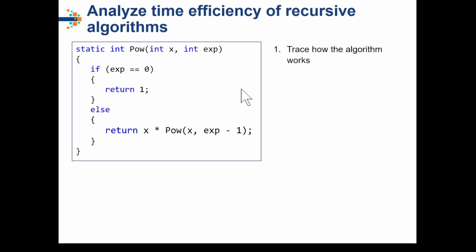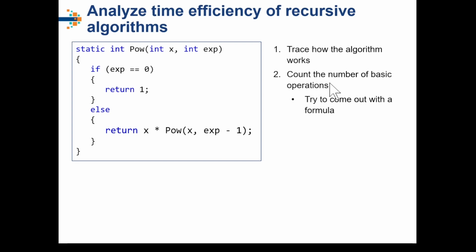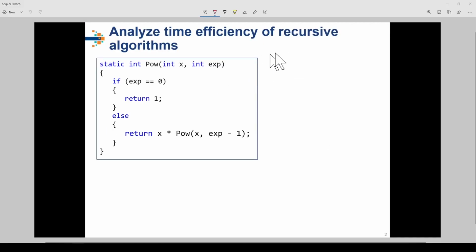There are a few steps. The first one, we trace how the algorithm works. The second one, we try to count the number of basic operations. Sometimes we try to come up with the formula as well, and from a solved formula we try to get the big O notation. So let's do it step by step. Okay, let's start. The first one is to trace how the algorithm works.